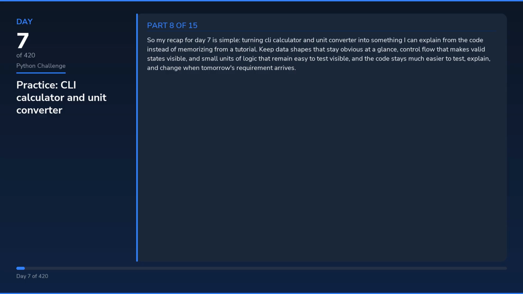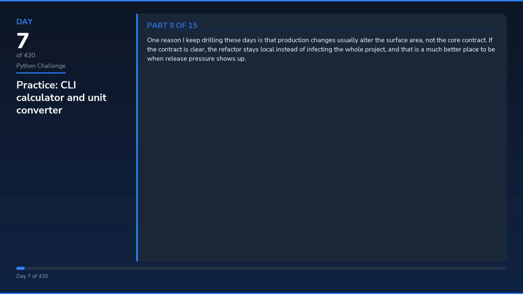One reason I keep drilling these days is that production changes usually alter the surface area, not the core contract. If the contract is clear, the refactor stays local instead of infecting the whole project, and that is a much better place to be when release pressure shows up. That is especially true in Python, where convenience is powerful enough to hide weak ownership decisions for longer than you think. Clear boundaries keep that convenience useful instead of letting it blur the next debugging session.